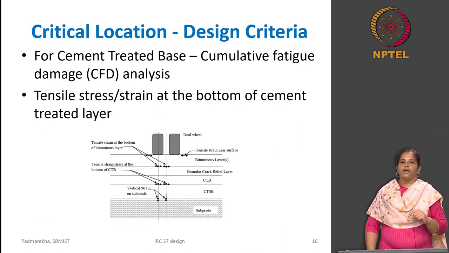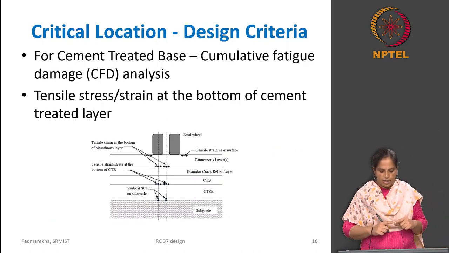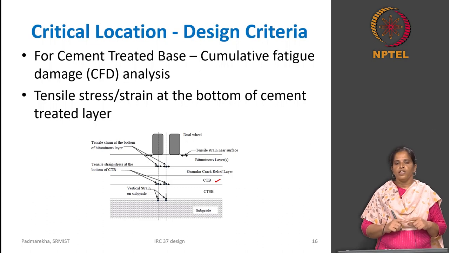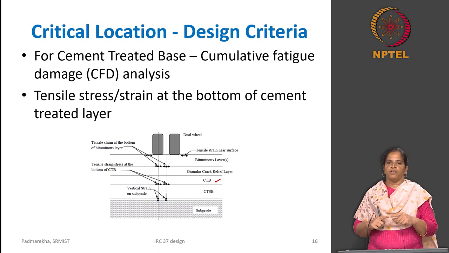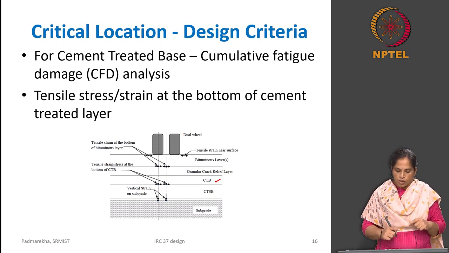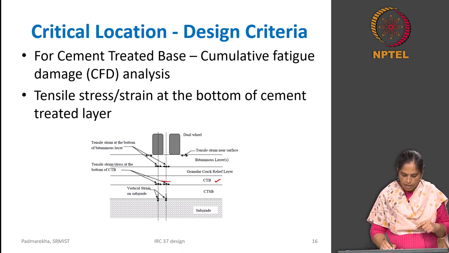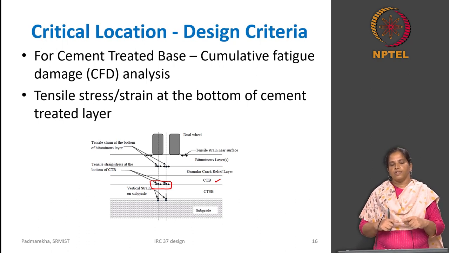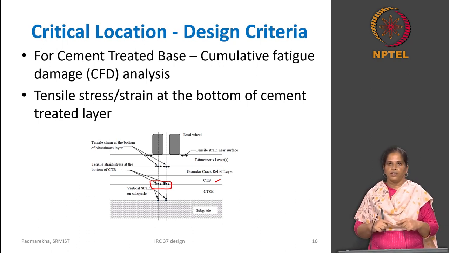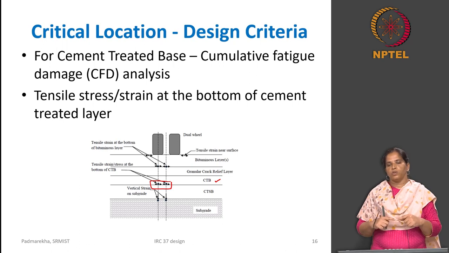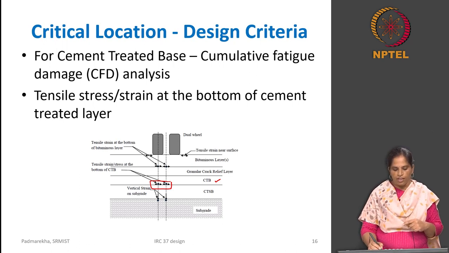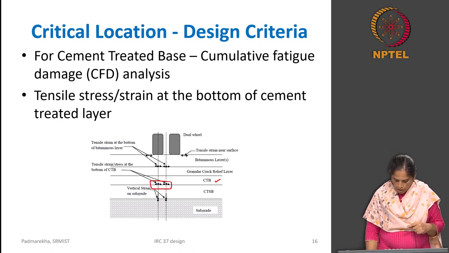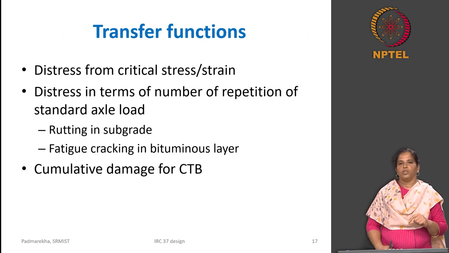In case you provide a cement treated base course, we need to do an additional analysis to confirm whether the cement treated base is without any crack. So you assume a thickness of the cement treated base course, determine the tensile strain at the bottom of the cement treated base, compute the damage ratio and check whether the damage ratio is within the allowable limit. If the design damage ratio exceeds the allowable limit, go for an increase in thickness. So these are the three typical analyses we need to compute.